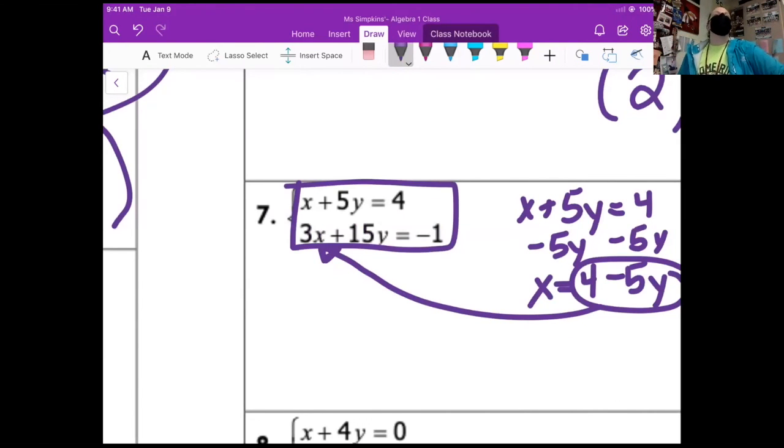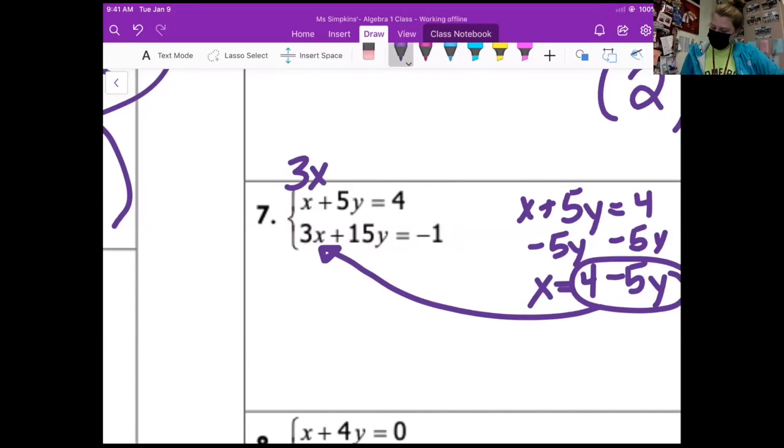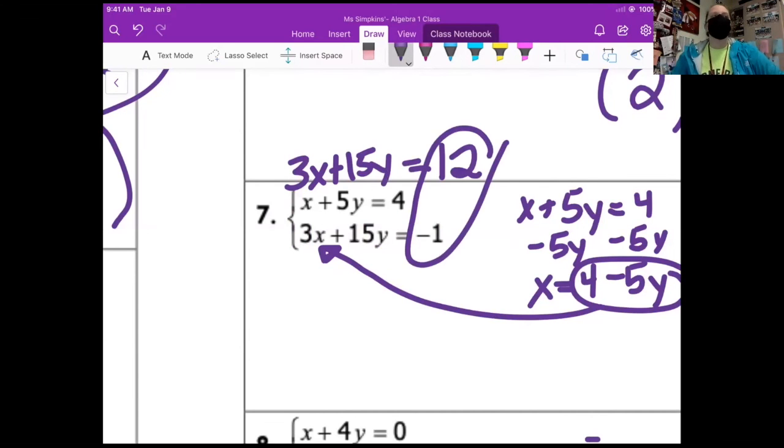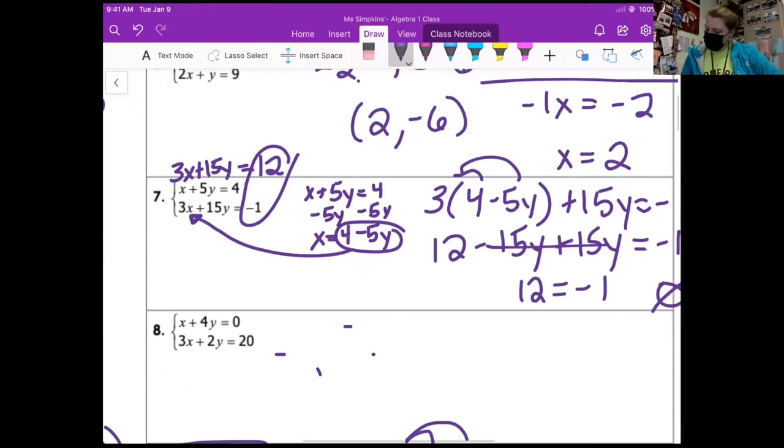So what could we multiply that first equation by to get the second part of the second one? 3. So let's do that. This would equal 3x. This would equal 15y. This would equal 12. Does 12 equal -1? No. So it's no solution. And notice our answer ended up being 12 equals -1.